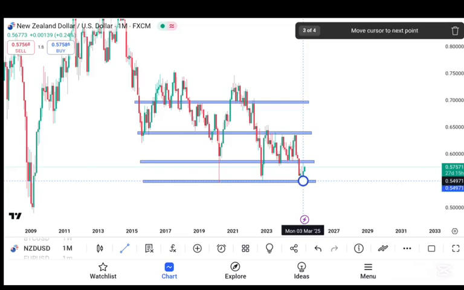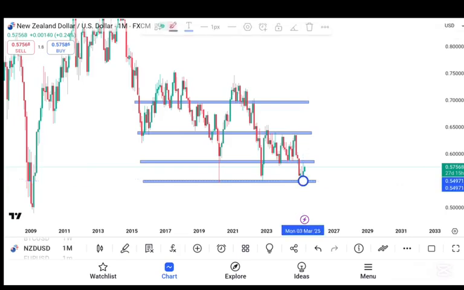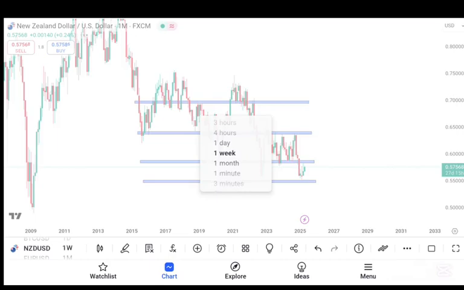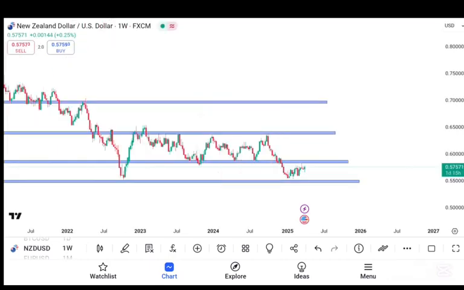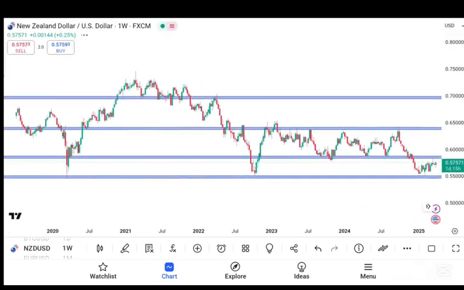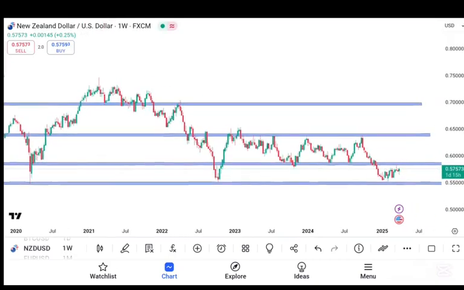Then I scale down to my lower time frame. My lower time frame, okay, the next time frame, which is the weekly time frame, is the time frame that I use in plotting my key levels. See how nice and simple my key levels are. It is easy to draw your key level. How will you be able to draw your key level?